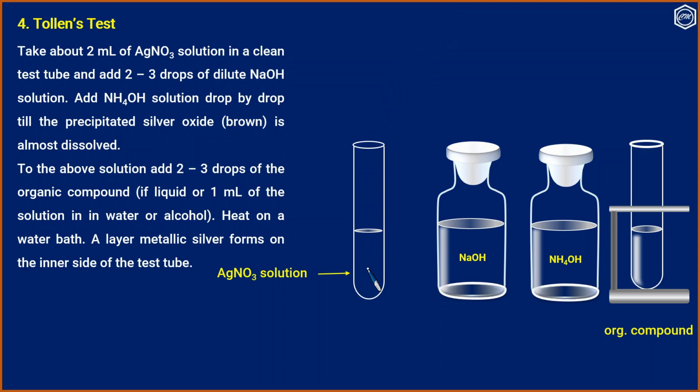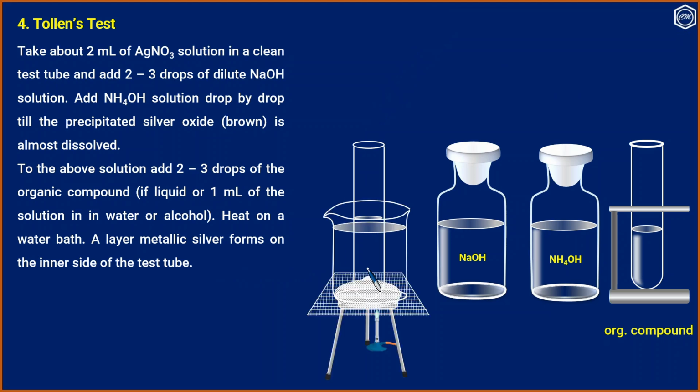Now, to this solution, we are adding the given organic compound. Now, place the test tube in a water bath. After some time, we will observe a metallic layer of silver forms on the inner side of the test tube. Hence, this test is also known as the silver mirror test.